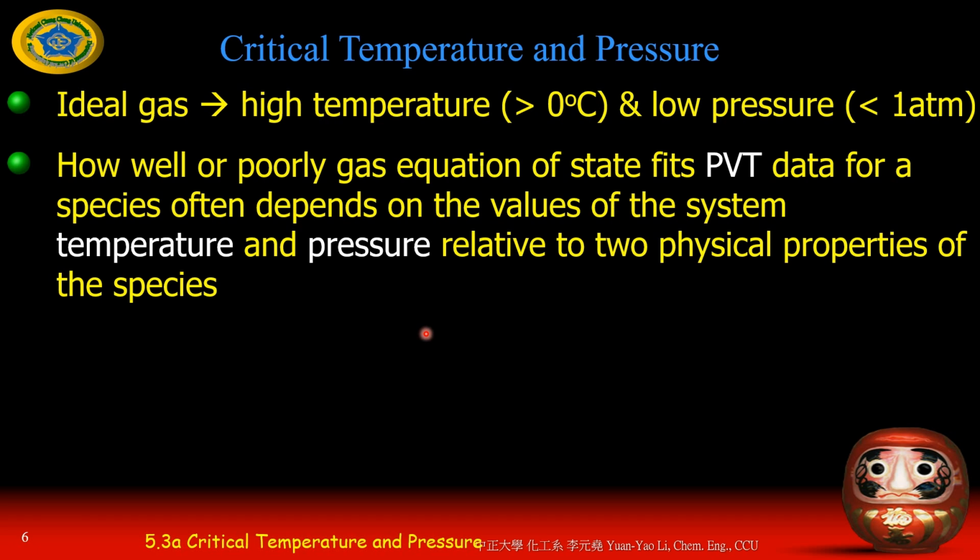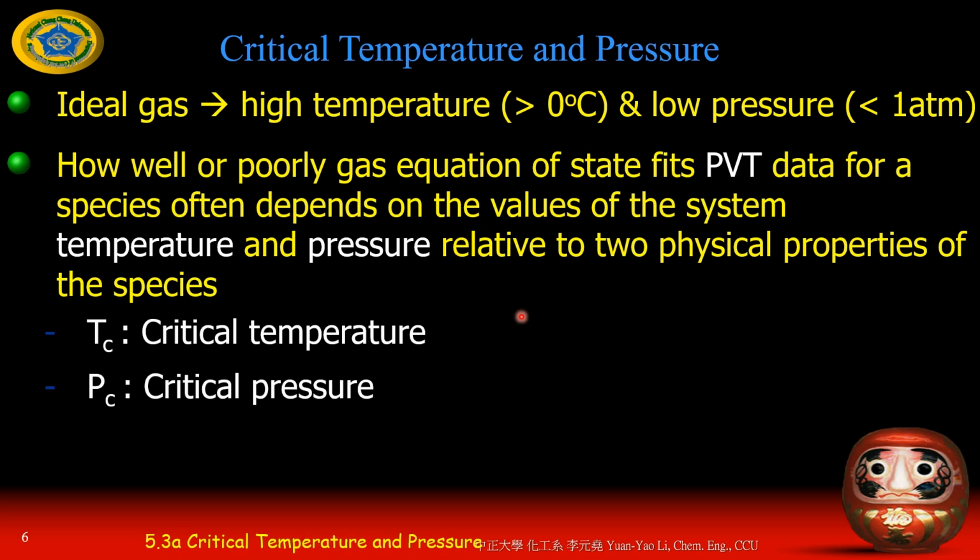So how well or poorly does a gas equation of state fit PVT data? When we talk about gas, we always talk about pressure, volume, and temperature. For a species, this often depends on the volume of the system, temperature, and pressure, related to two physical properties of the species. That's why we're going to introduce critical temperature and critical pressure. We use the symbols T sub C and P sub C. T is temperature, P is pressure, and C represents critical.